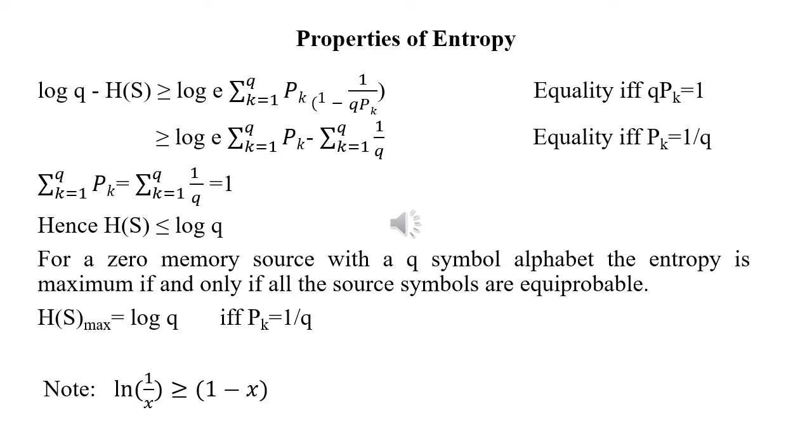As a conclusion, for a zero memory source with a q symbol alphabet, the entropy is maximum if and only if all the source symbols are equiprobable. That is, H(S) maximum will be equal to log q.